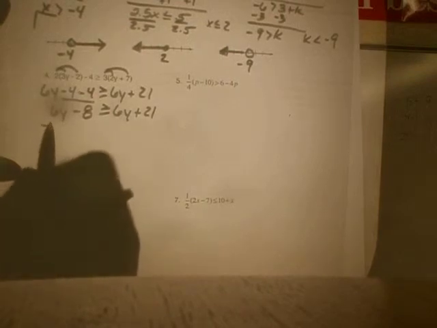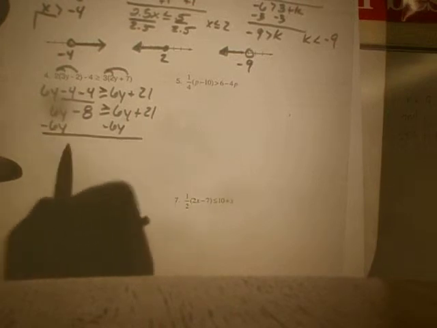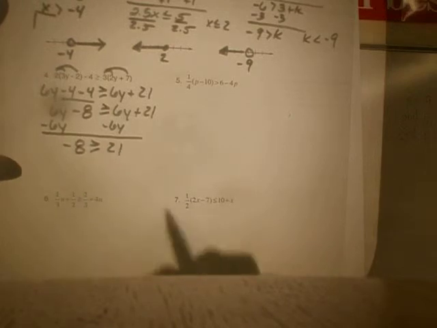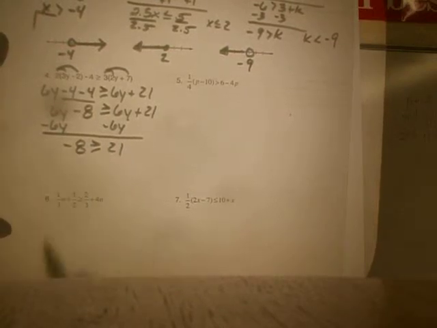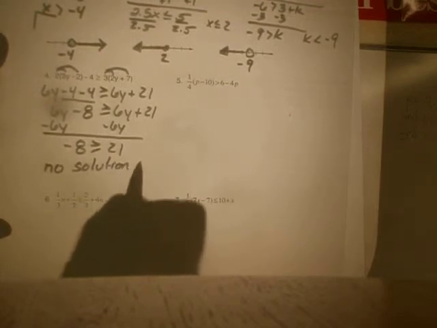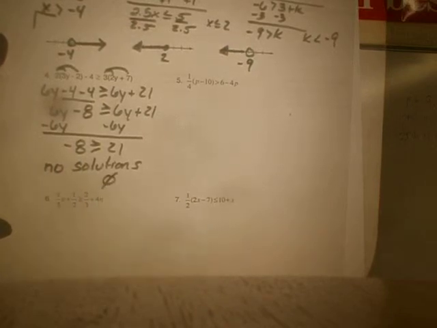From here, we're going to subtract 6y from both sides, and you have negative 8 is greater than or equal to 21. Is negative 8 bigger than 21? Negative 8 is smaller than 21. So this is not a true statement. So in this case, there are no solutions. Negative 8 is not bigger than 21, so there are no solutions. And if you just want to write empty set, that's fine.